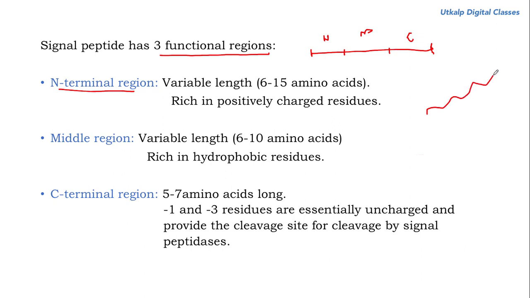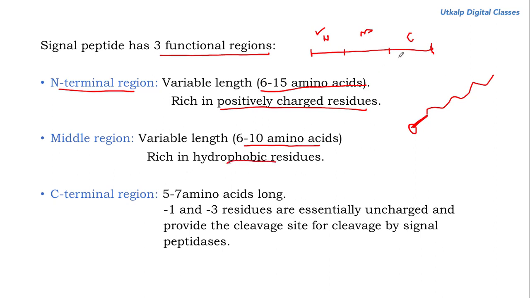Say this is the polypeptide. Towards the N-terminal end of the polypeptide, you have a signal sequence, and towards the N-terminal end of the signal sequence, you have the N-terminal region, which is variable in length, can be somewhere around 6 to 15 amino acids, and they are rich in positively charged residues. There is the middle region, which is again variable in length. It has around 6 to 10 amino acids, and the middle region is rich in hydrophobic amino acids.